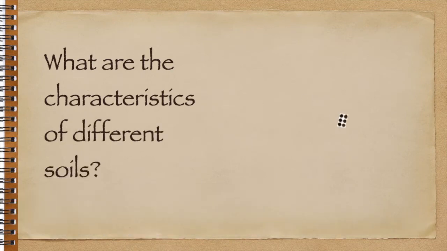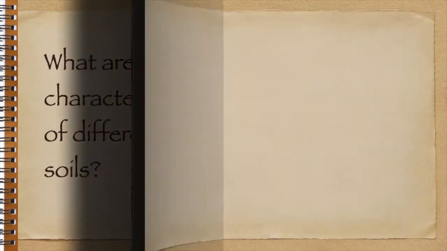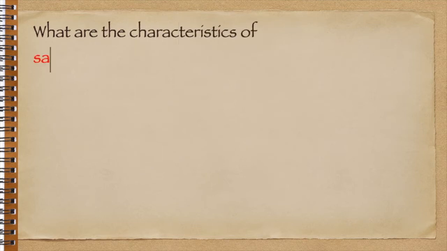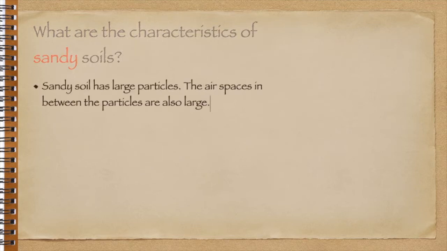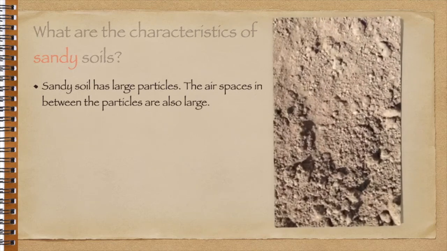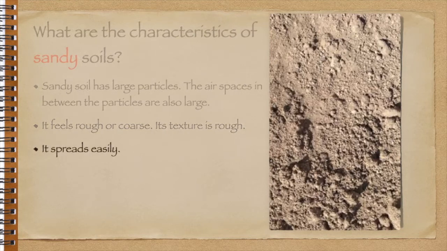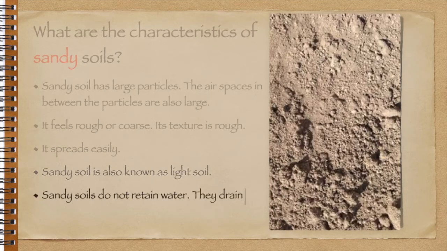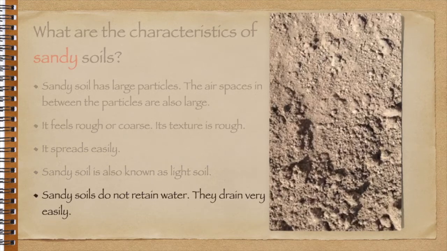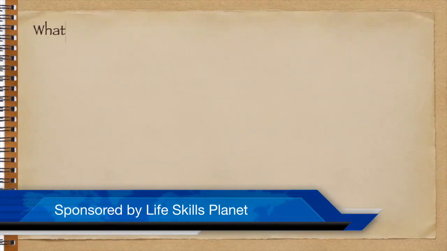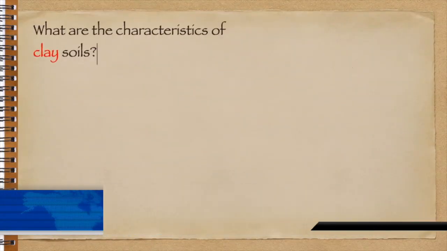What are the characteristics of different soils? What are the characteristics of sandy soils? Sandy soil has large particles. The air spaces in between the particles are also large. It feels rough or coarse. Its texture is rough. It spreads easily. Sandy soil is also known as light soil. Sandy soils do not retain water. They drain very easily.